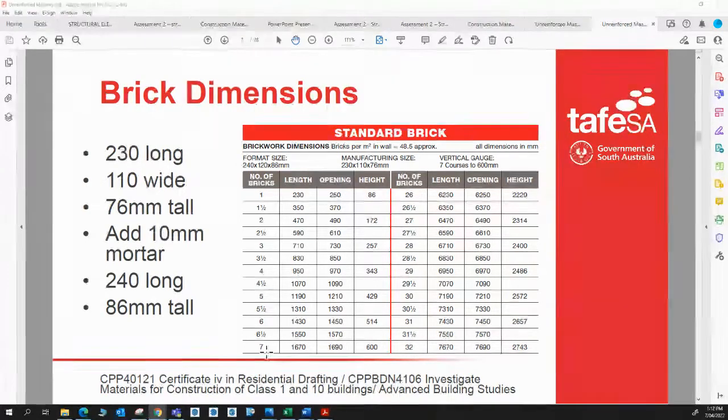So with our standard brick, and if you remember anything from the session today, remember this: they're 230 long, 110 wide, and 76mm tall.